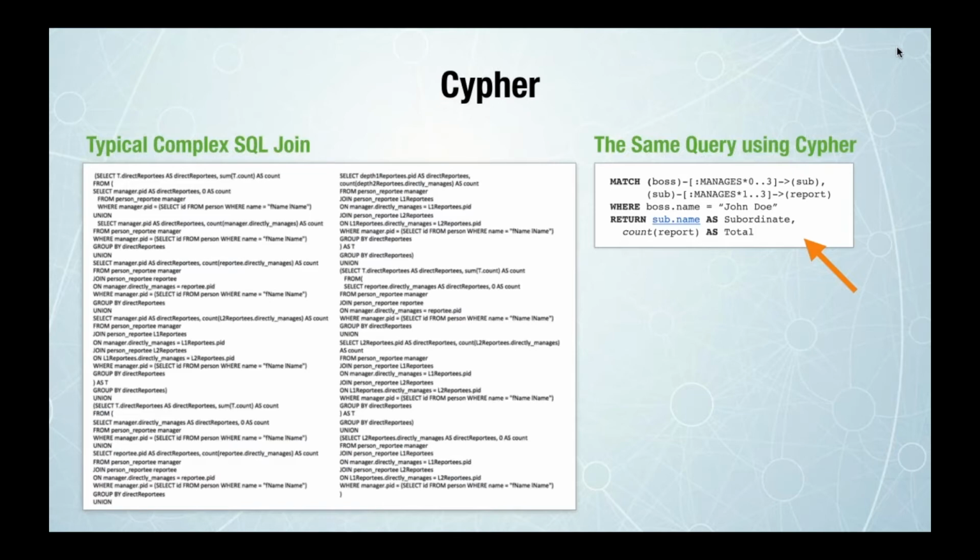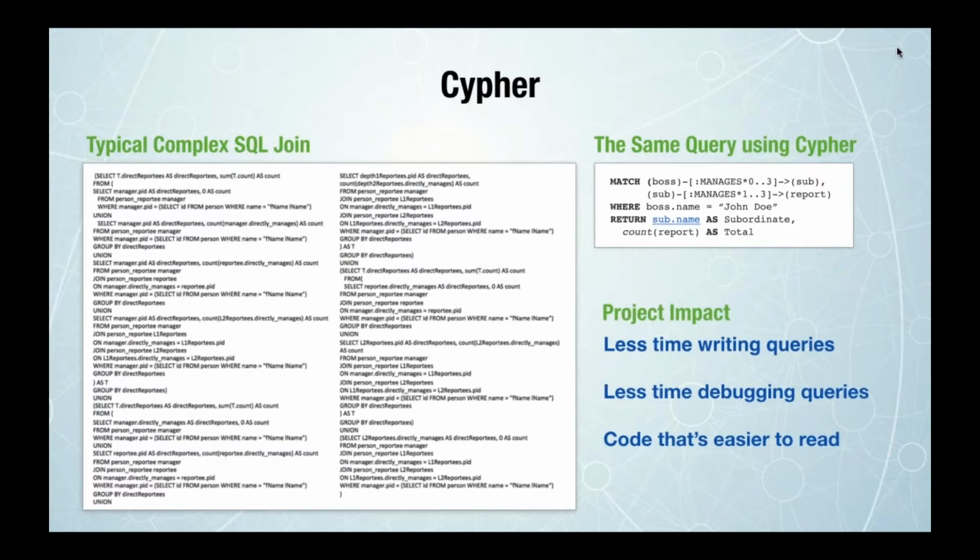But secondly, you can see that we're using what we like to call ASCII art for graphs. Basically, you can draw out the pattern that you're looking for in the graph and then bind that pattern to a starting point, in this case, looking for a boss whose name is John Doe.